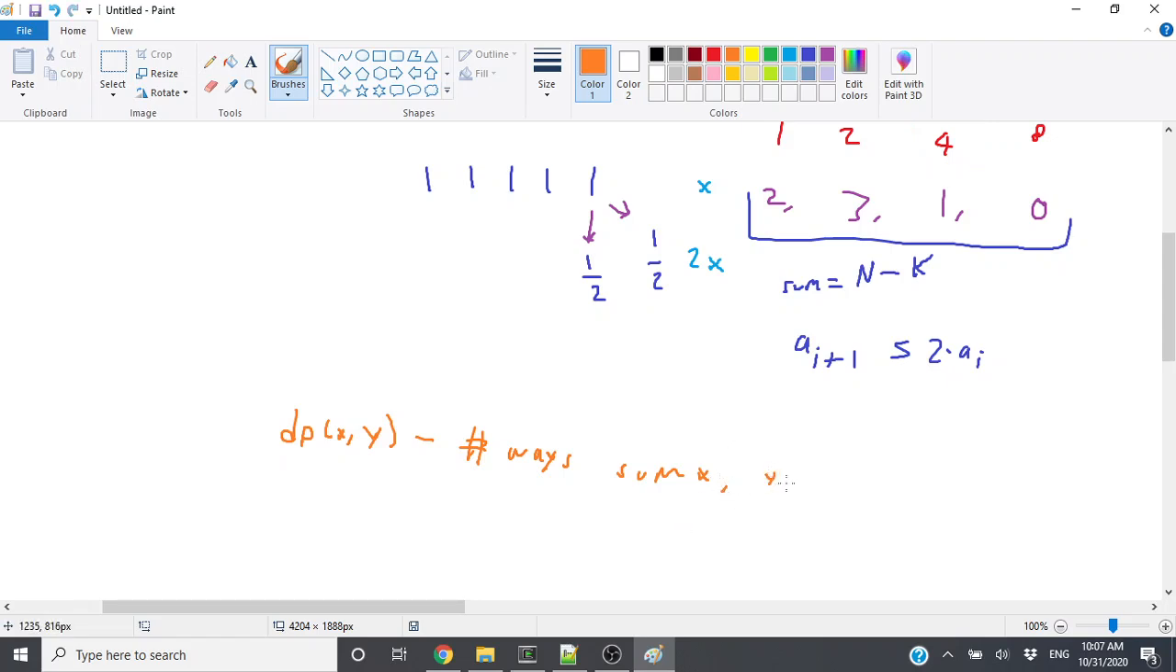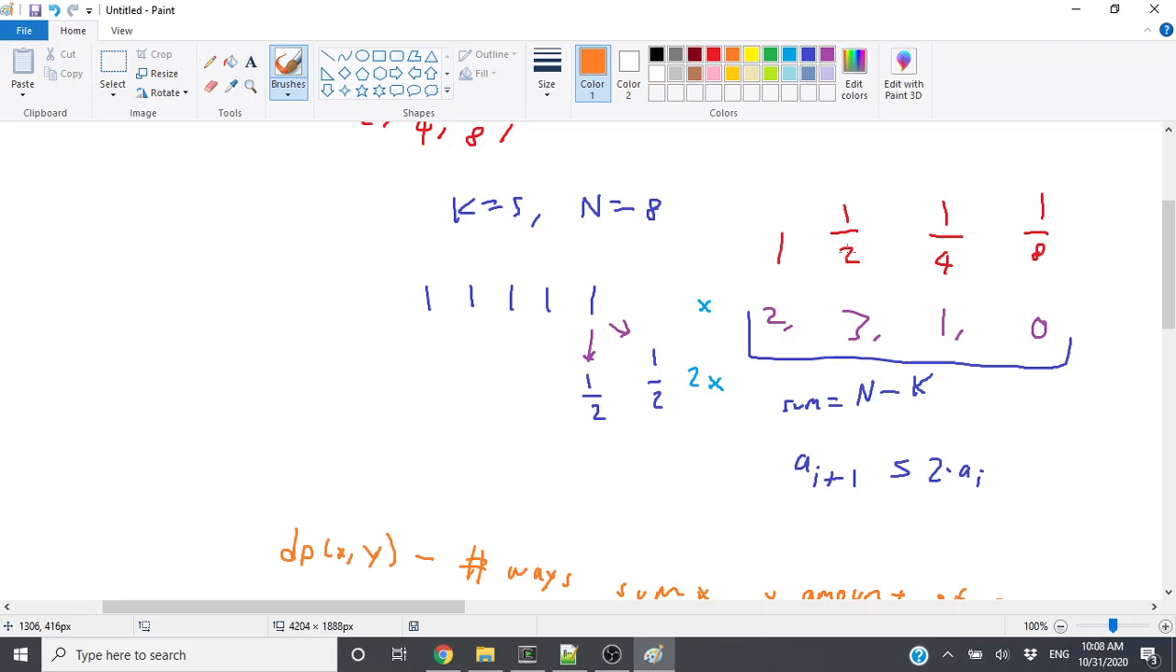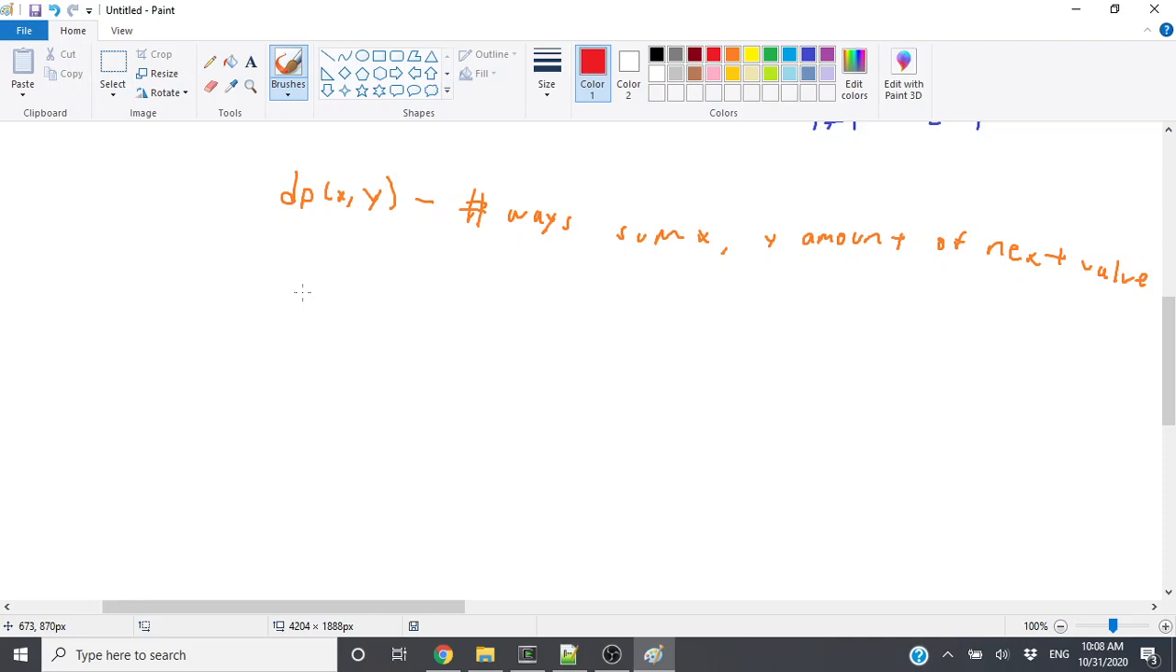and y amount of value. Like, for example, we can use 6 1/4. This is easier in terms of transitions. Now, what happens here? Let's iterate through sum first, like fix some sum, and then we'll iterate through y.